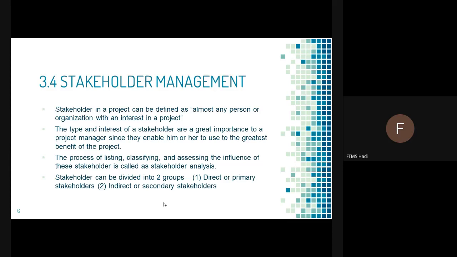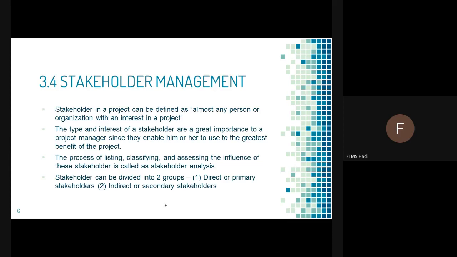Whichever doesn't have an interest, that means doesn't bring any significant contribution to the project, is not a stakeholder. The type of interest of a stakeholder is of great importance to a project manager since it enables him or her to get the greatest benefit from the project, because a stakeholder is like a resource in terms of skill and knowledge. Whoever has very good knowledge and skill, the company can utilize that stakeholder. They can bring new ideas, new methods, new strategies, and new approaches to make sure the project is efficient and successful as per plan.